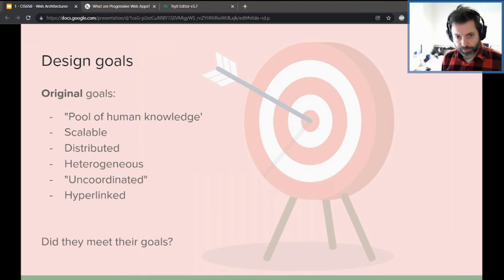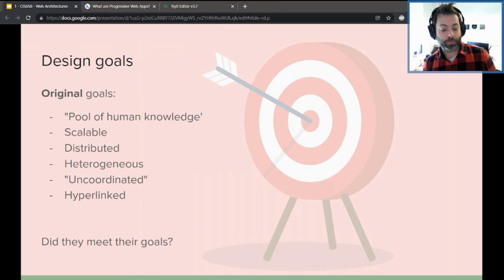So again, as you read the papers and the proposals, and based on where we are currently at with the web as a whole, do you actually think they met their goals? Do we have a massive pool of knowledge? Is it scalable? Is it heterogeneous? I mean, even if you are looking at it as somebody who has no idea how to program a website, make a web app, or create a React app or anything like that, you could probably say, yes, they met the majority of their goals, right?